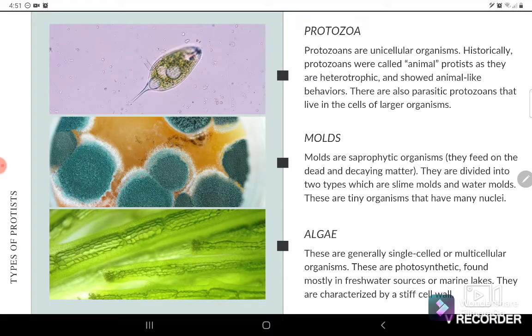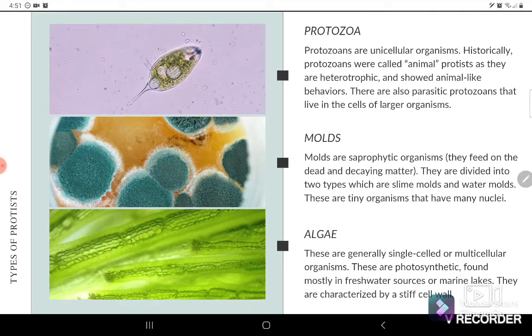Like for example, the red algae, or the algae that is found in oceans. So they are photosynthetic in nature. They create their own food, and are mostly found in marine areas. So these algae also contribute to the creation of oxygen that is necessary for us to live, because they do photosynthesis.